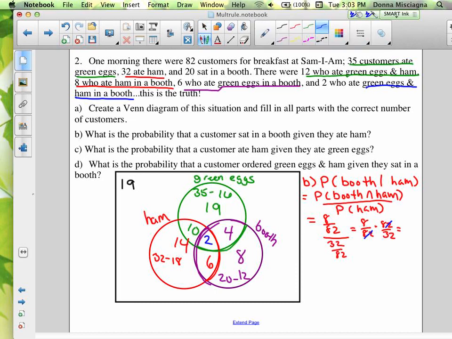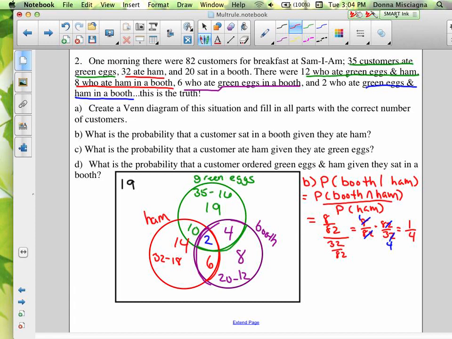You can also reduce the 8 and the 32. Those are both divisible by 8. 8 divided by 8 is 1. 32 divided by 8 is 4. So you have a 1/4 probability of sitting in a booth given you ate ham. So 1/4 of the people who ate ham sat in a booth.